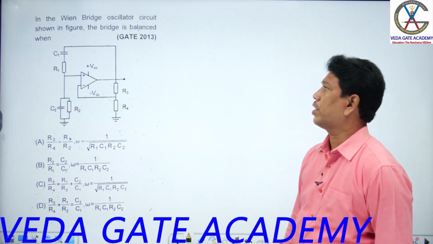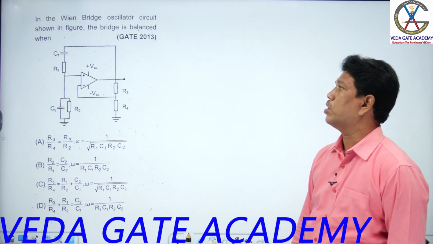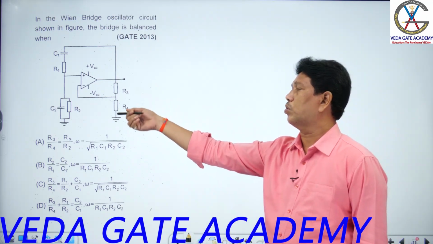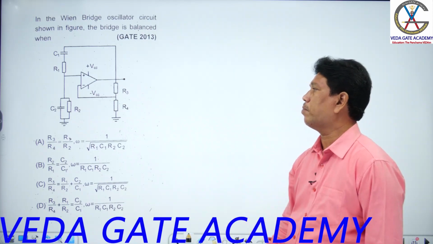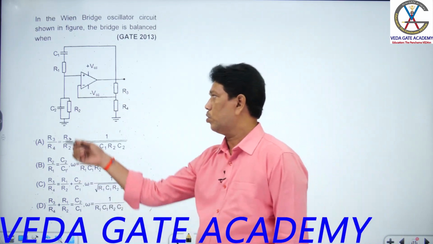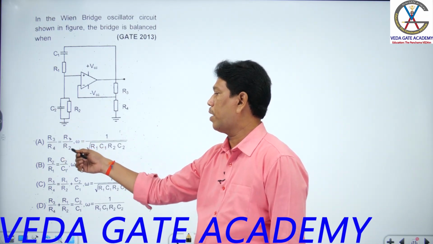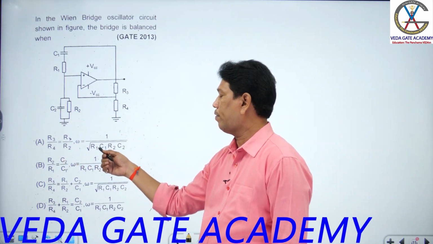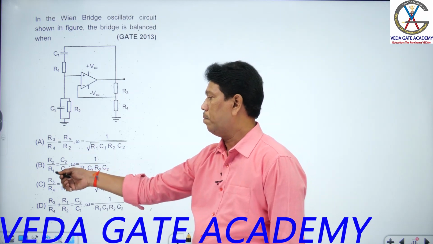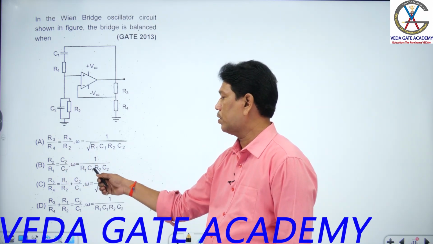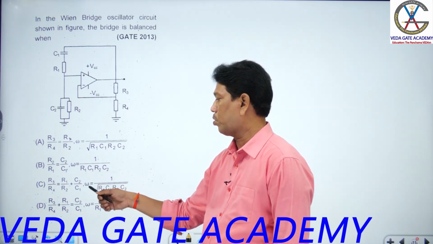In the Wien-Bridge oscillator circuit shown in the figure, the bridge is balanced. So this is the Wien-Bridge oscillator circuit given, and he is asking when the bridge is balanced. Options given: A, R3 by R4 equal to R1 by R2, omega equal to under root of R1 R2 C1 C2. B, R2 by R1 equal to C2 by C1, and omega equal to 1 by R1 C1 R2 C2.